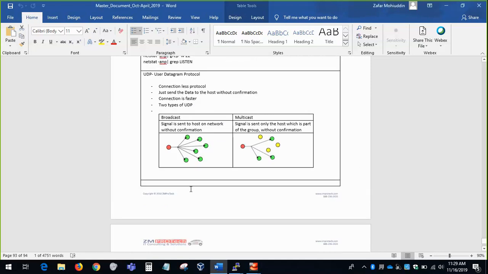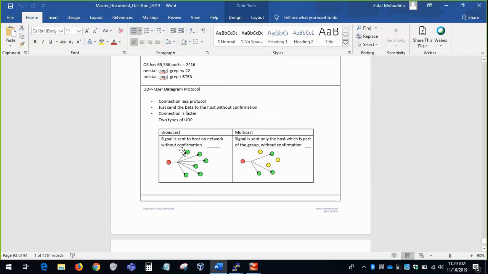Okay, so everybody got the concept of broadcast and multicast, right? Broadcast is the server on the network just sending out to every computer, but it doesn't care whether the computer receives the signal or not. In multicast, the computer sends out, but at the receiving end, the computer has to be in the group. If it's not in the group, it won't receive it. Okay?